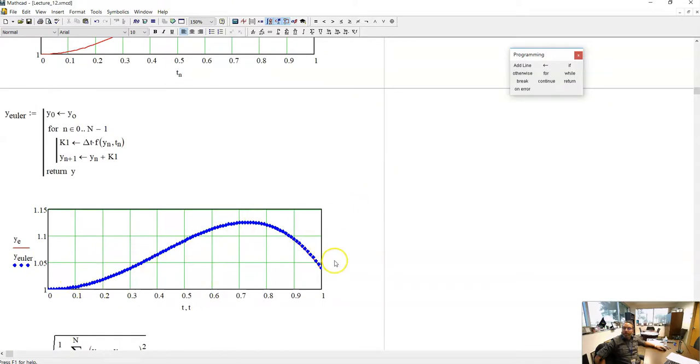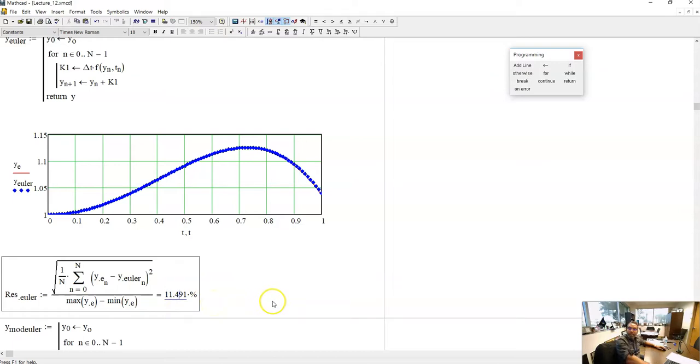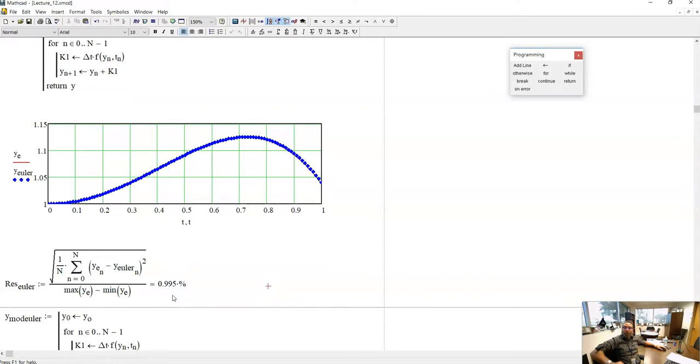Look, even the Euler solution is very good. At least qualitatively, it looks very similar to the exact solution. And if we want to find a quantitative expression for the solution, we look at the residual, which was originally 11.491% when we used only 10 time steps, and I can update this value using F9. It's now 0.995. So we went from 11 to 1, an order of magnitude. We changed the size of the time step by a factor of 10. The error decreased by a factor of 10. Not exactly, because remember these are error bounds, but the order of magnitude is now better, a factor of 10. It went from 11 to 1.